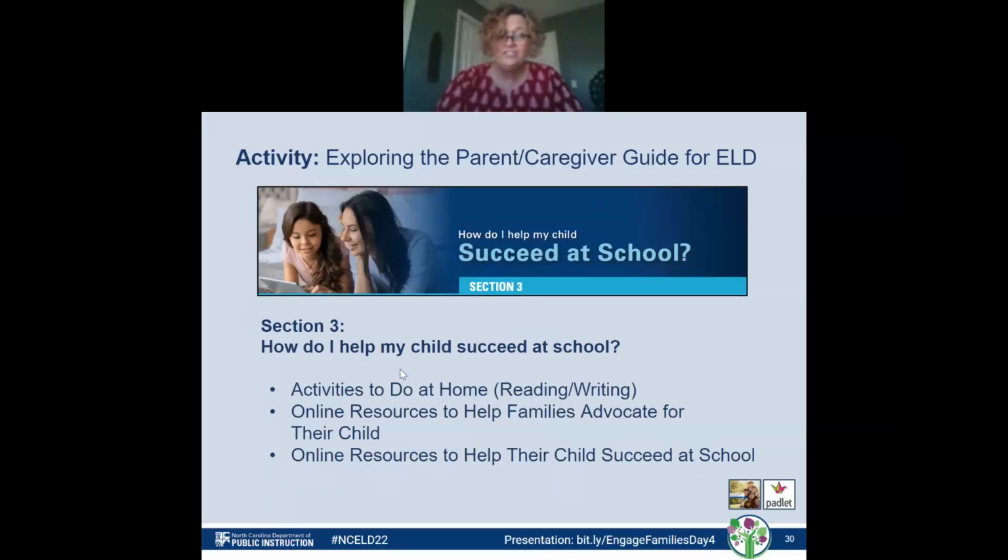Section 3 is going to answer the question, how do I help my child succeed at school? It's basically just full of strategies and resources. Again, it will evolve over time. We will get better, but this is our start.